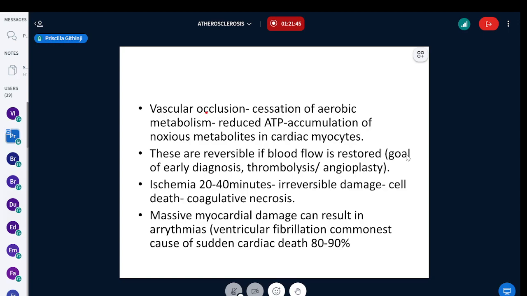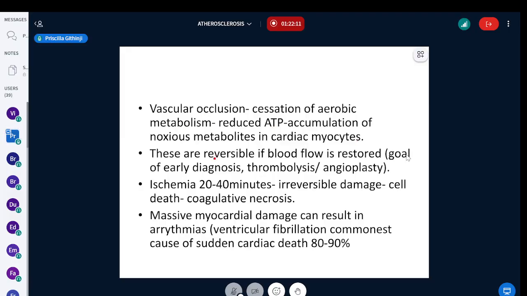So you have vessel occlusion, you're not supplying oxygen. So aerobic metabolism is compromised. This leads to reduced ATP. So where you have reduced ATP, where do you go? You go into anaerobic metabolism that leads to accumulation of noxious metabolites in cardiac myocytes. You can go back to our lecture on cell injury.